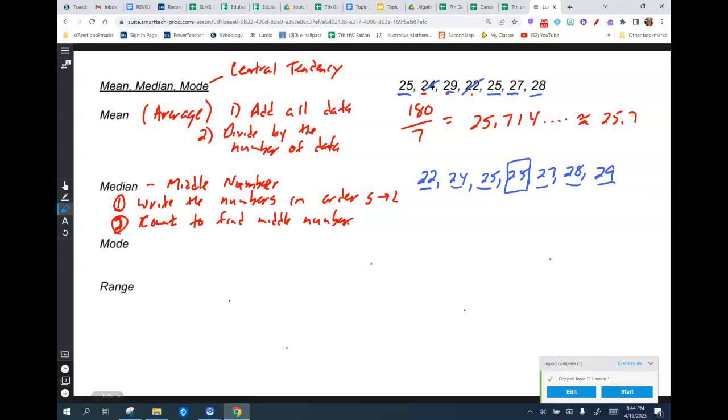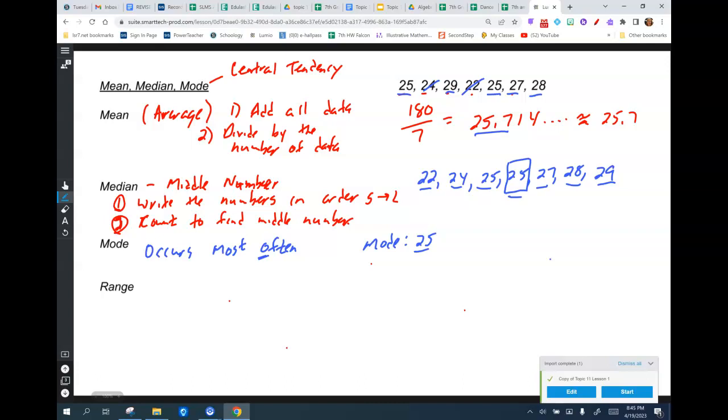Mode is the easiest one because it occurs most often. And how I remember it is mode has an O in it, often has an O in it. Okay, so what's the mode here? The mode is the one that occurs most often. That'd be a 25. And you can see a lot of times your central tendencies are not usually going to be this close. So this is just one that I picked.